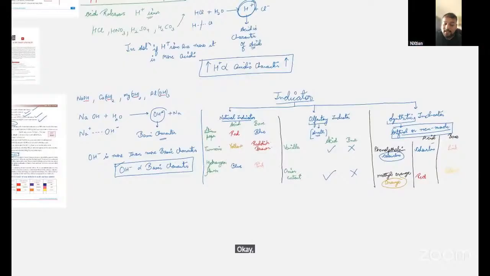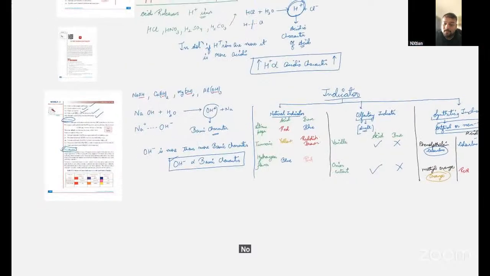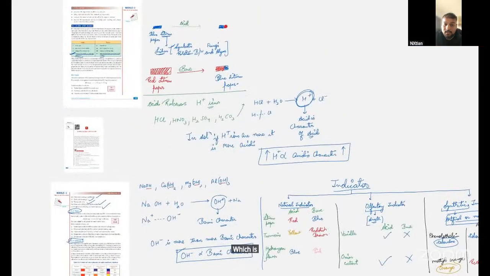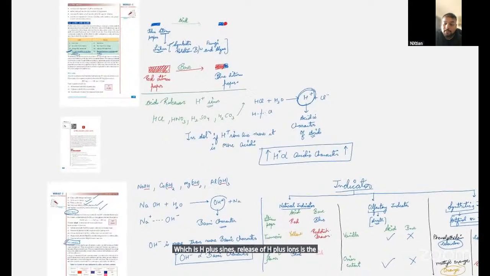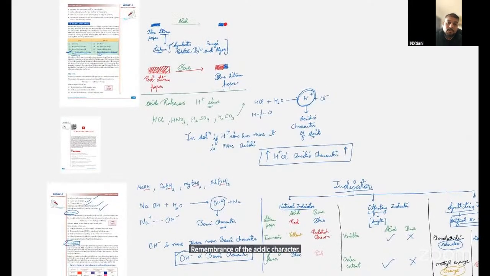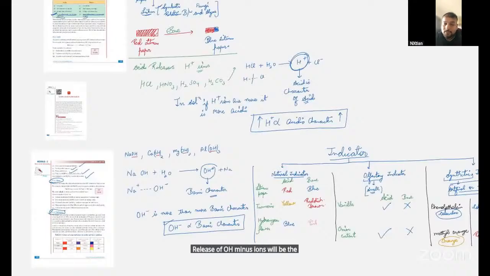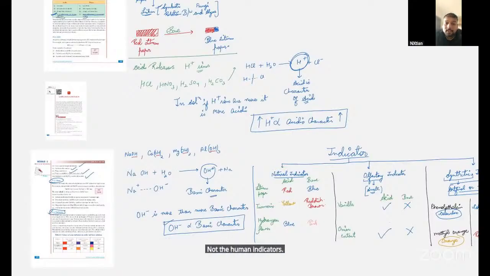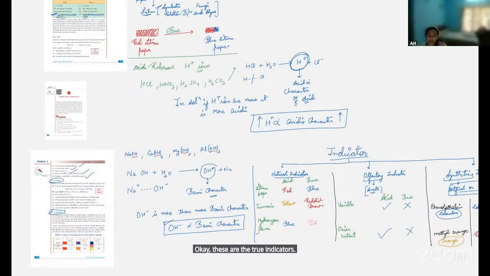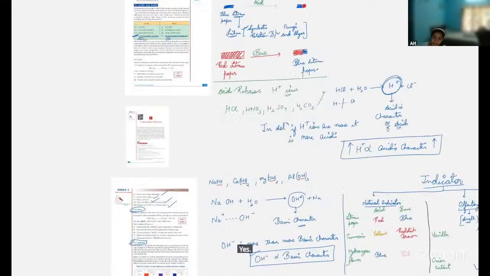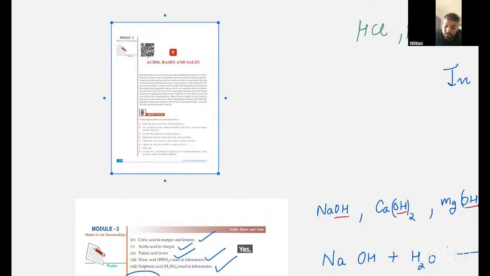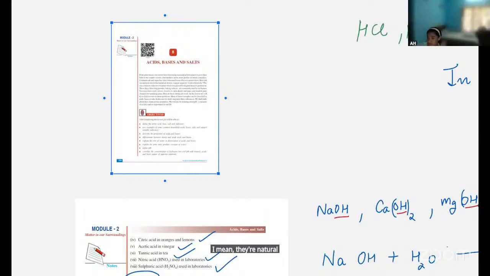Okay, did you understand this indicators part? So today we learned about acid, which releases H plus ions. Release of H plus ions is the mark of acidic character. Release of OH minus ions is the mark of basic character. And we learned about the true indicators, not the human indicators. Sir, are the olfactory indicators also true indicators? Yes, they are true indicators. They are natural, right? Yeah, they are natural.